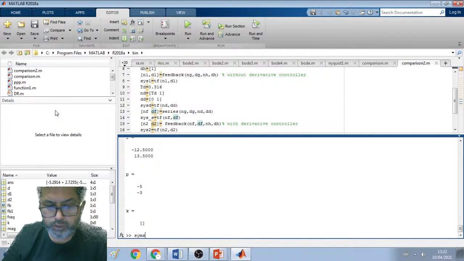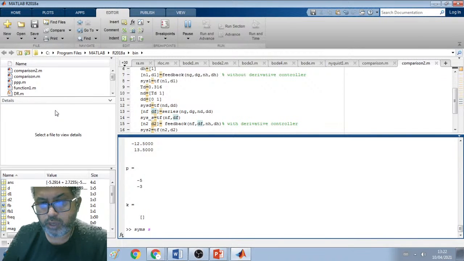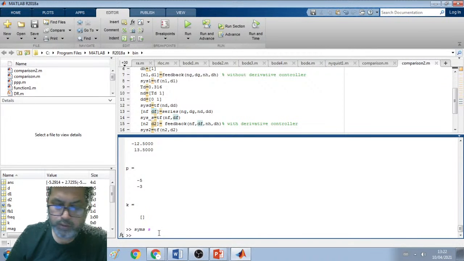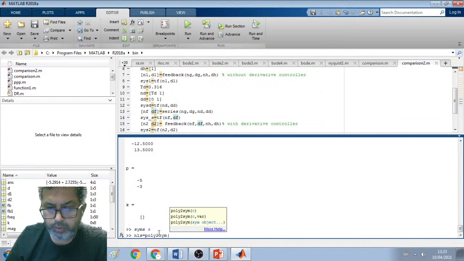syms s. This is only declaration. NLS is equal to poly to symbolic n1 comma quoted s.